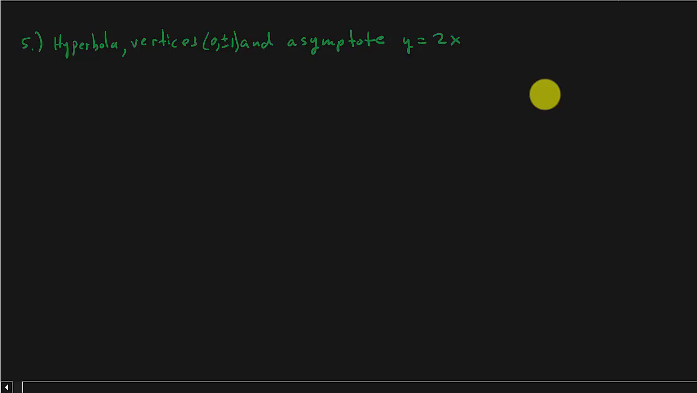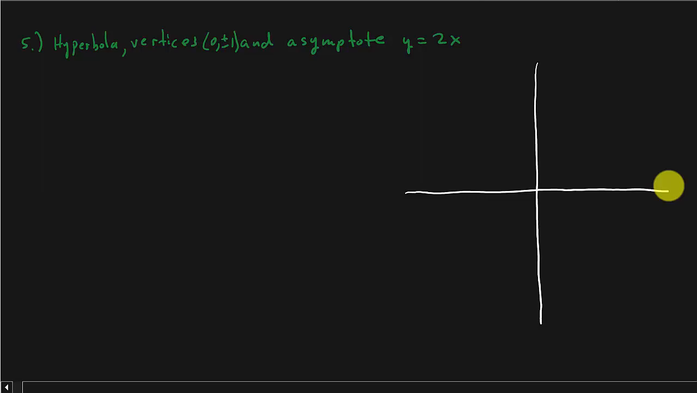All right, so let's look at this one. So we've got a hyperbola. Vertices are at (0, plus or minus 1). And we've got the asymptote y equals 2x. Okay, so let's just do a little rough sketch here. So the vertices are at (0, 1) and (0, -1). There's my vertices. Okay, we can see the center is at (0, 0). So this is (0, 1). This is (0, -1).